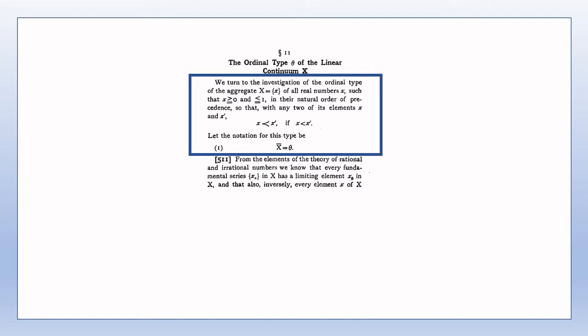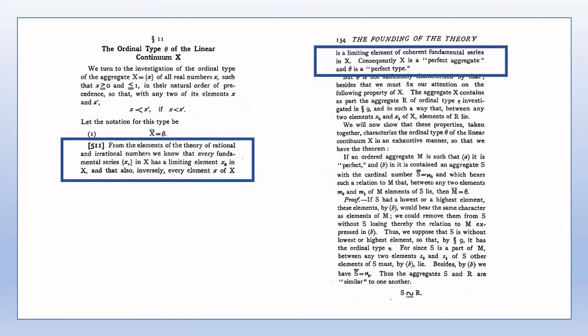That is, x is of lower rank than x primed in X, if and only if x is less than x primed. The linear continuum is briefly shown to be a perfect aggregate, using the terms introduced in section 10. Anyone with some familiarity with the basic results of classical real analysis won't be surprised at all by this result.